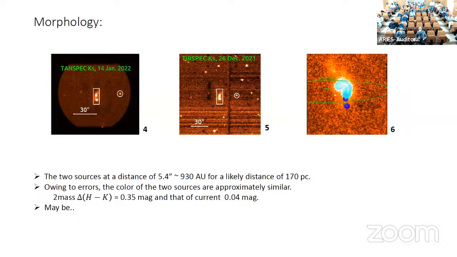And where did the distance come from? The distance to this source is basically from the kinematical study of the CO lines. Gaia is detected. I didn't.